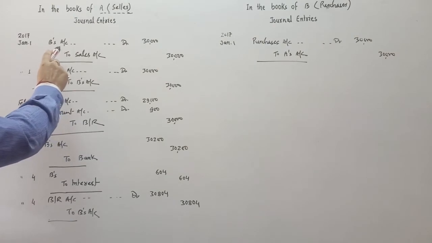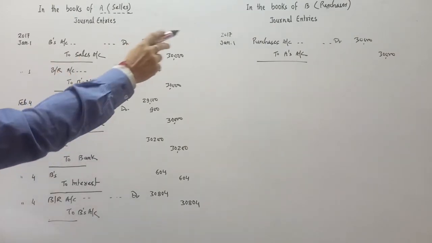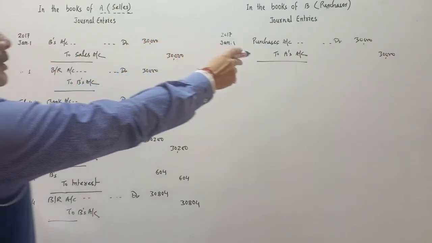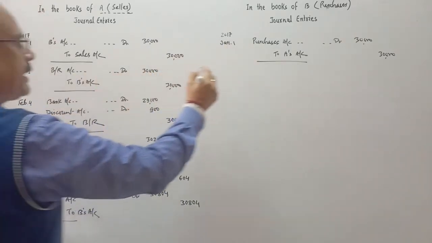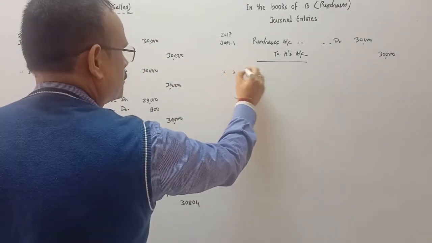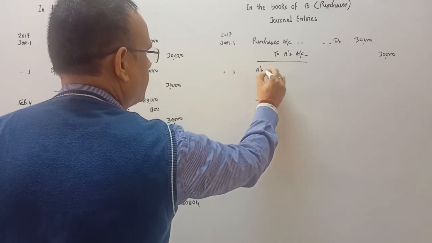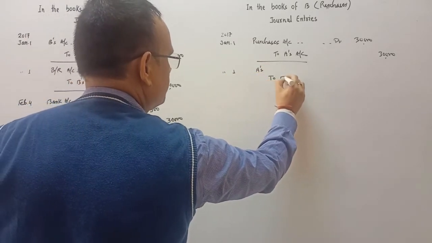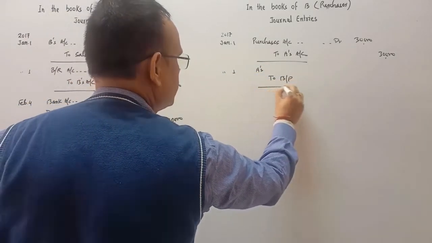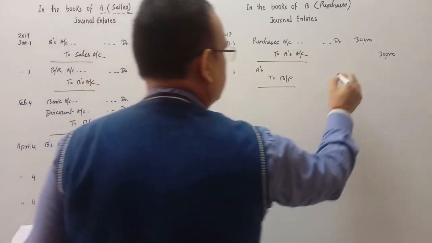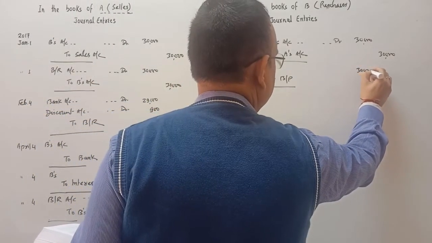The drawer has done B's account debit to sales account. So the drawee will do purchase account debit to A's account. Now coming to the next. When the drawee accepts the bill, he will write A's account debit to bills payable account. For him it's a liability. When he accepts the bill, it's a liability.